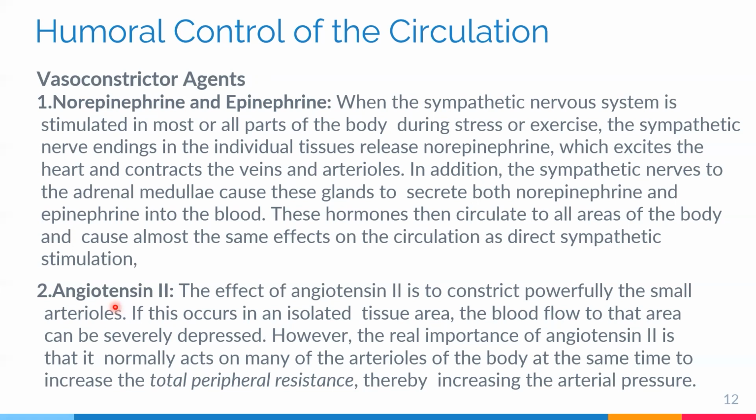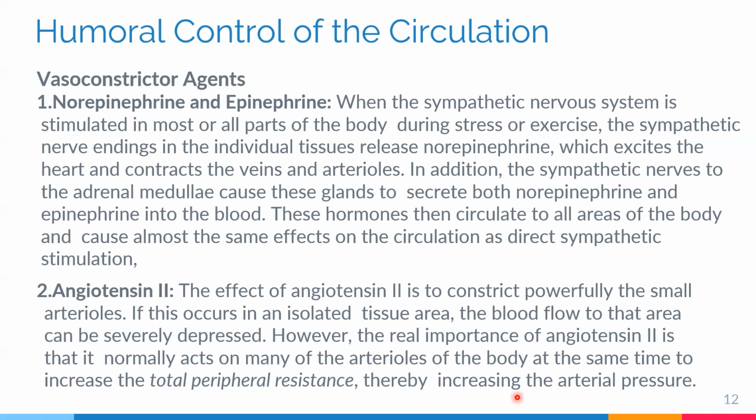Next, we move on to the next vasoconstrictor agent, which is angiotensin 2. The effect of angiotensin 2 is to constrict powerfully the small arterioles. If this occurs in an isolated tissue area, the blood flow to that area can be severely depressed. However, the real importance of angiotensin 2 is that it normally acts on many of the arterioles of the body at the same time to increase the total peripheral resistance, thereby increasing the arterial pressure.